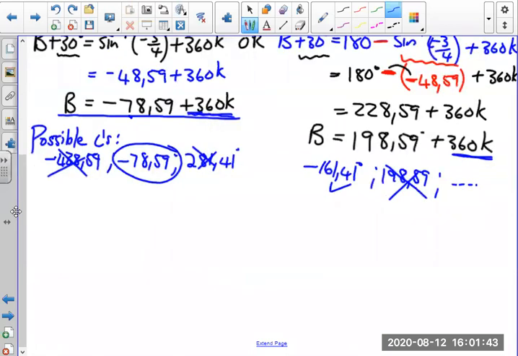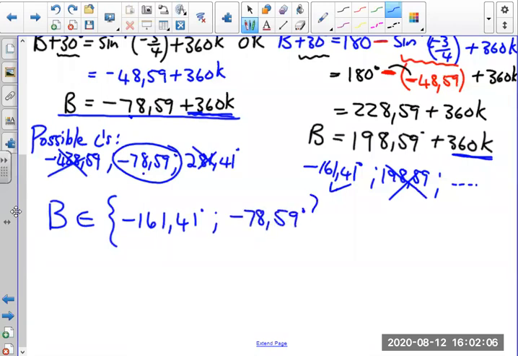So now I just give all my possible answers. And the easiest way is to give it as a set of angles, make curly brackets, and you write all the angles in the set. So it will only be this minus 161,41, and it will be this minus 78,59.